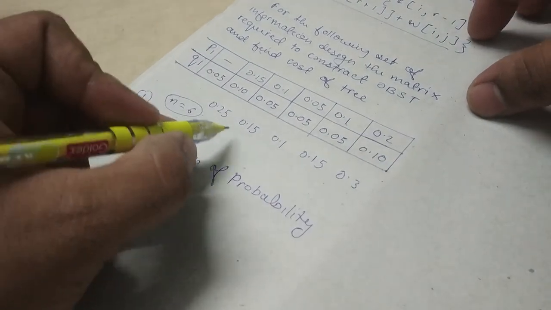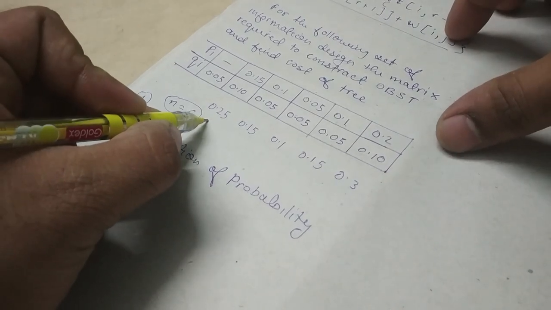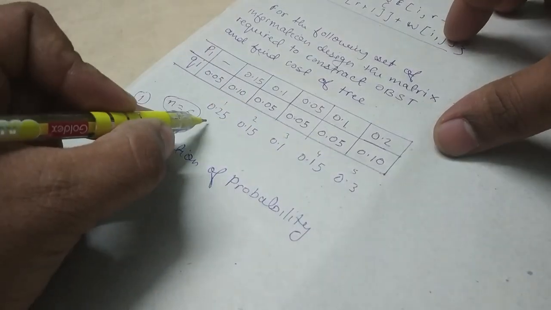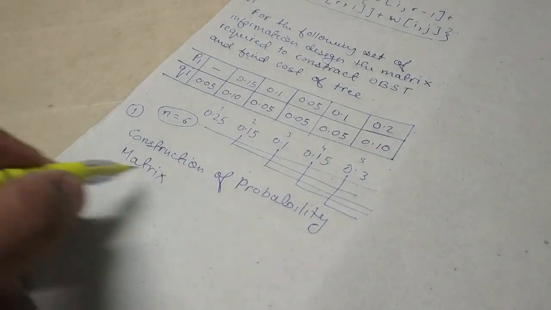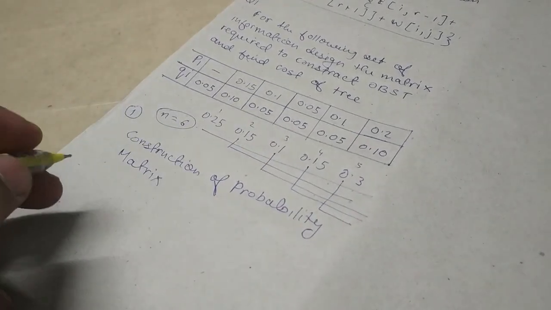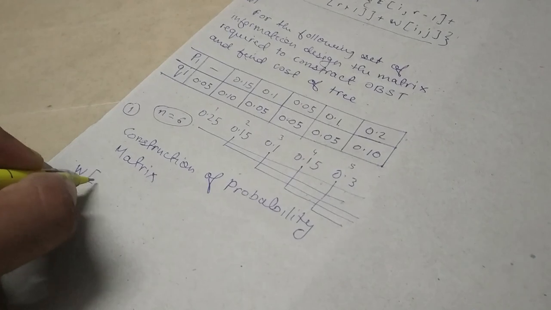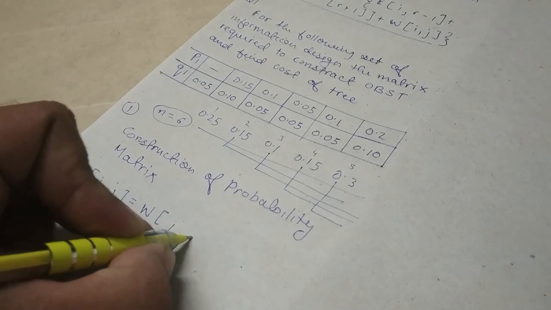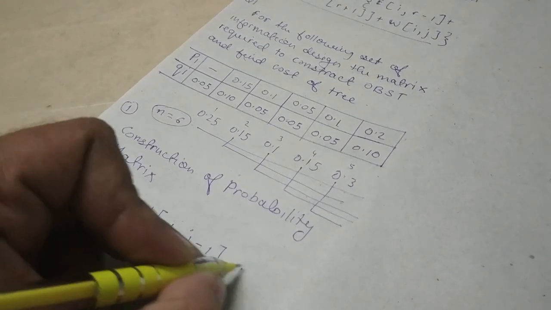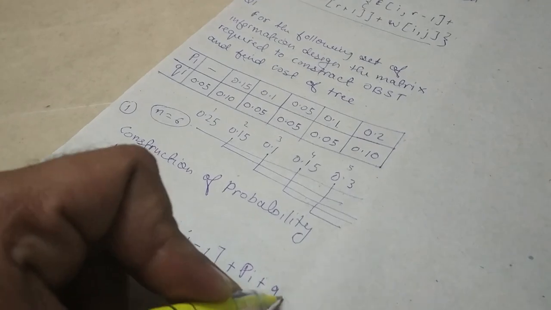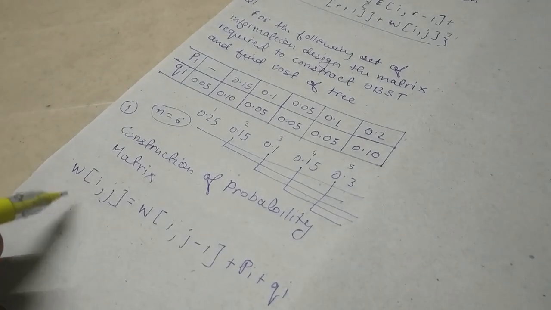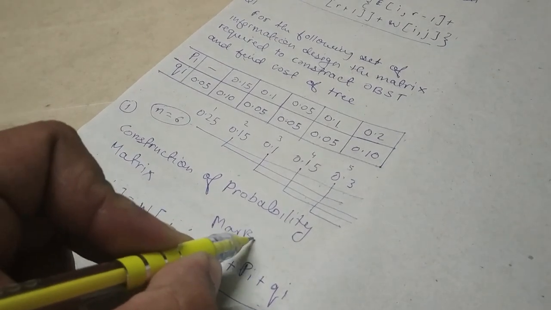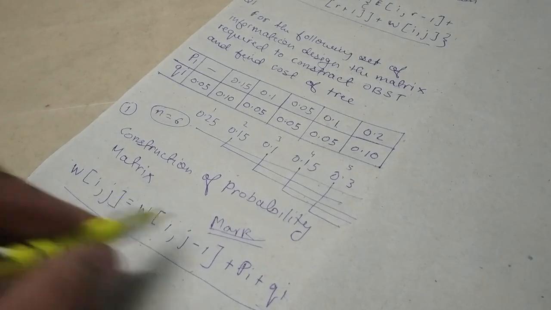Just remember, first we have to write 1 2 3 4 5. Let us make the construction of probability matrix, and the formula is wij is equals to wij minus 1 plus pi plus qi. We will just write this formula for marks, not for calculating all the values.